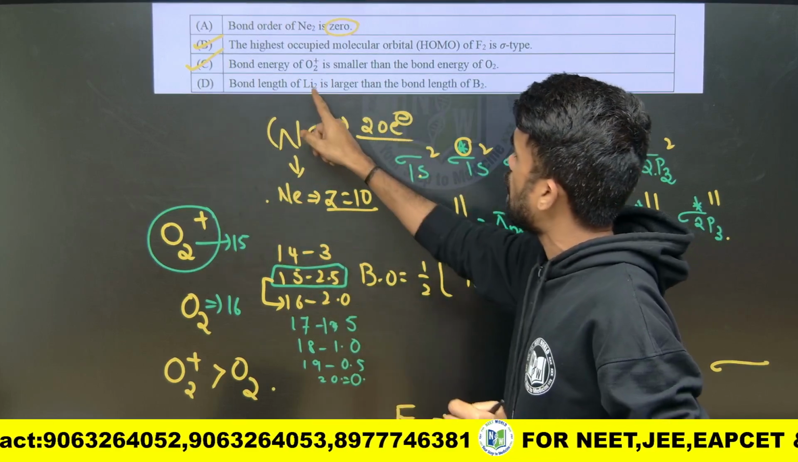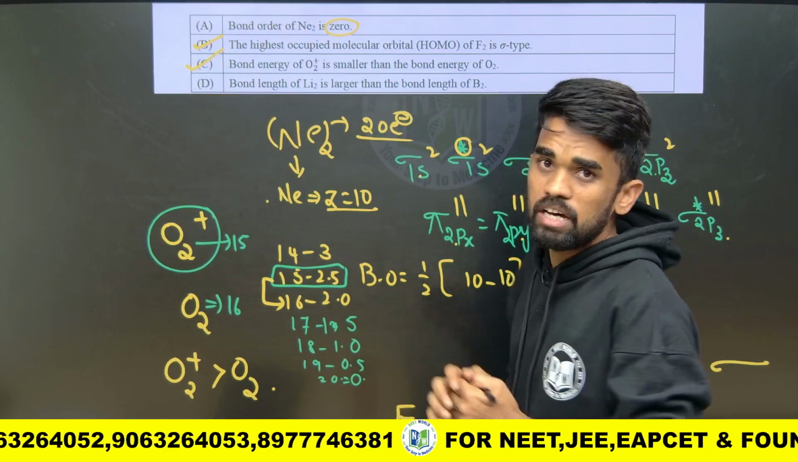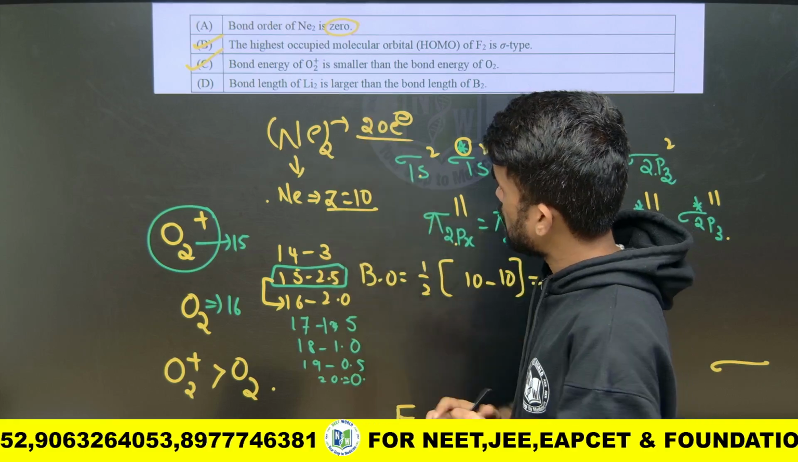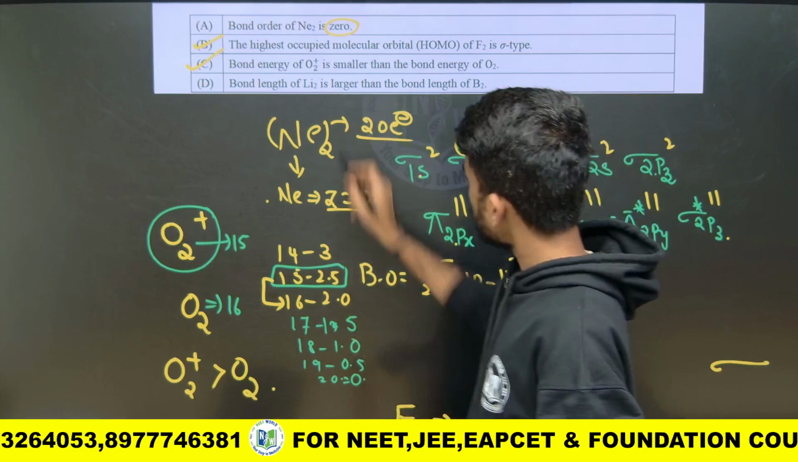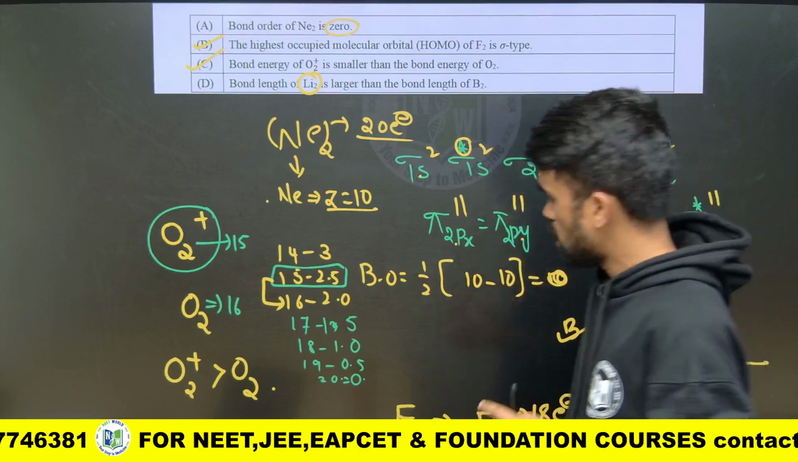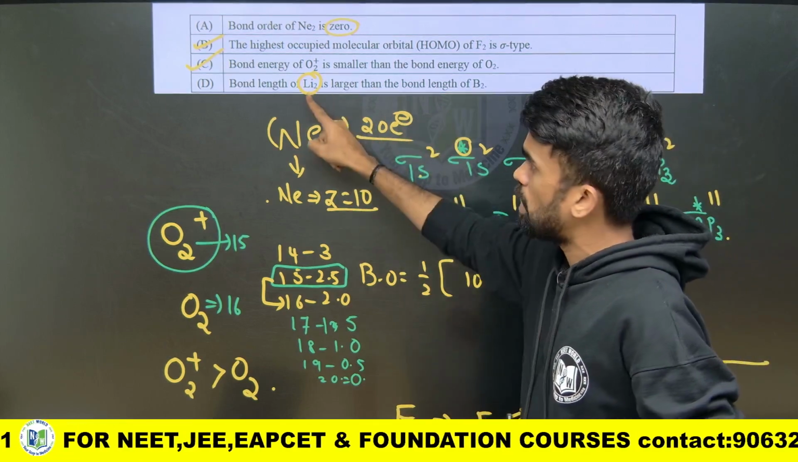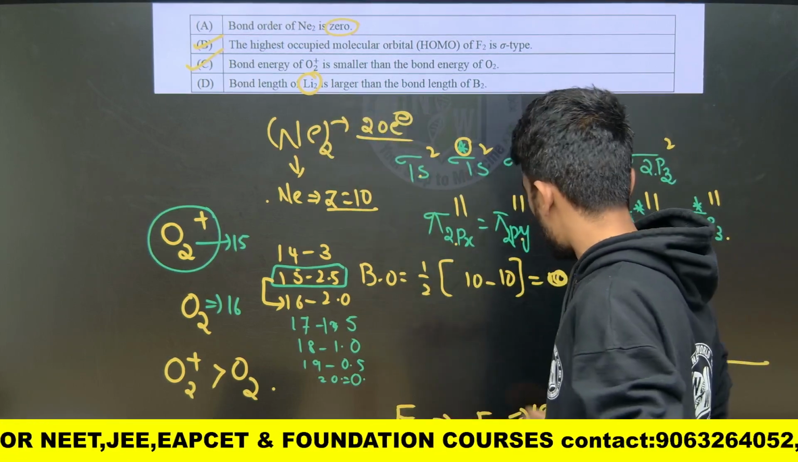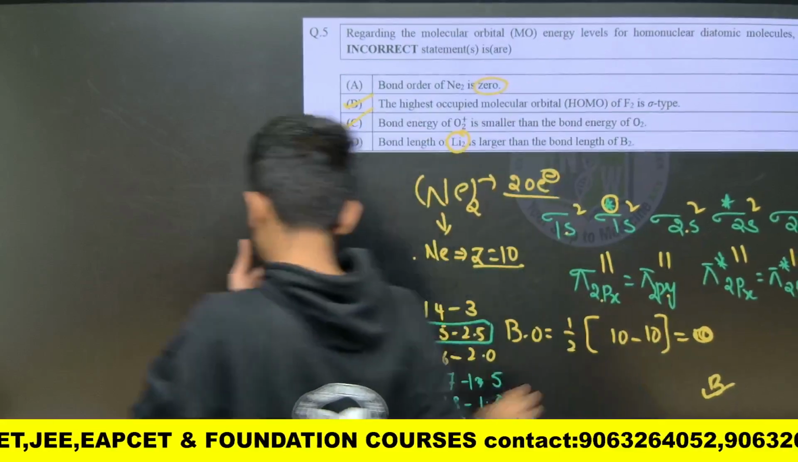The bond length of Li2 is larger than the bond length of B2. Yes, so just tell me whether it is correct or not. See, if you calculate this based on the molecular orbital energy diagram, you will get bond order 1 and 1 for both of them. So what is the bond order equation you need to take here?